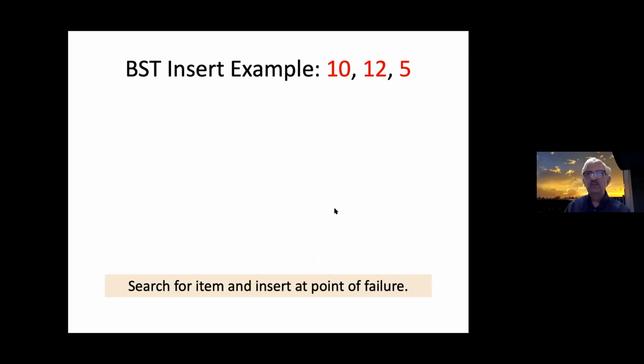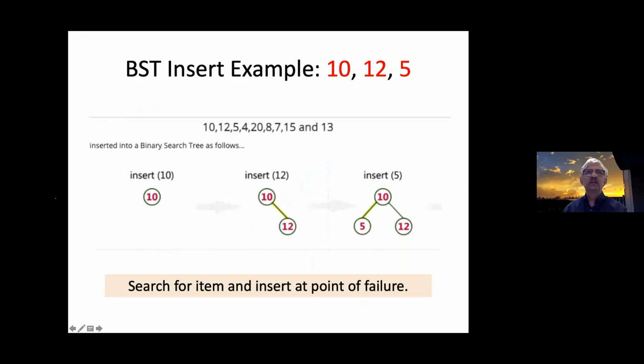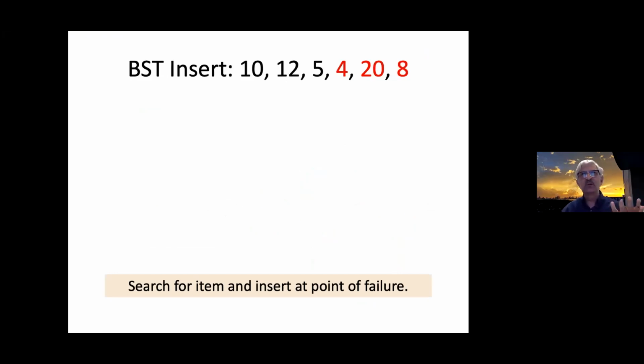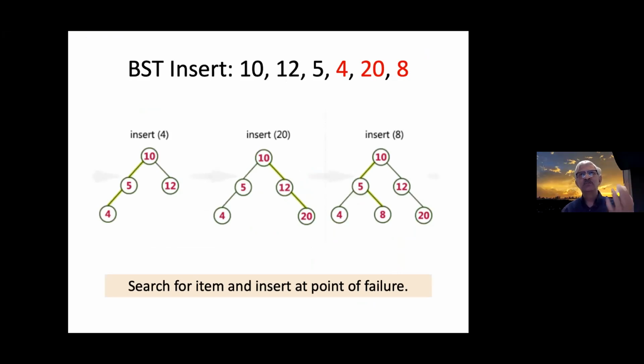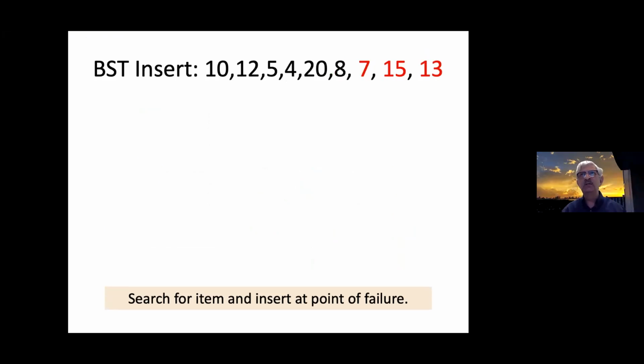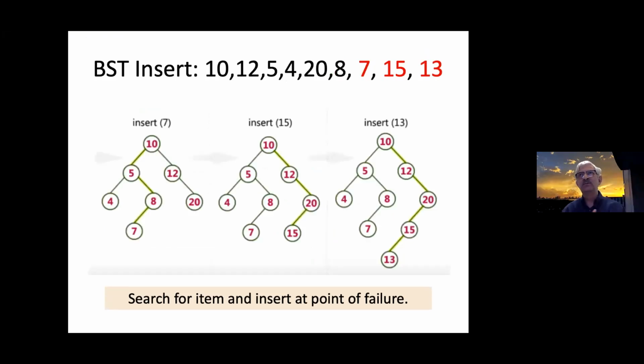So we just did this operation, so it should be pretty easy for you. So we inserted 10, then we inserted 12, we inserted 5. This is exactly what we followed. Then we inserted 4, 20, and 8, and you saw that tree. And then we inserted 7, 15, and 13, and this is the final tree that we ended up with.